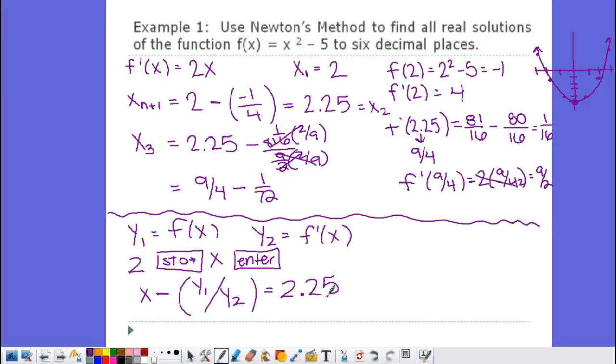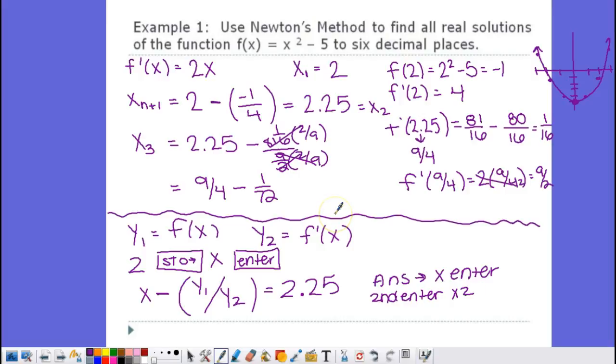So what you want to do is hit the STO key again. So it should say ANS, arrow. Hit the X button. So you want to hit ANS, hit the STO key, hit enter. And what it's going to do is store that as your new X value. Hit second enter, second enter. Do you see how it brings up the x minus the y1 over y2? Hit enter.